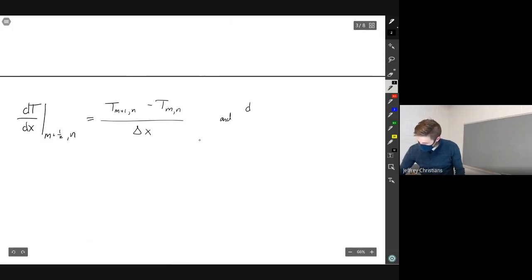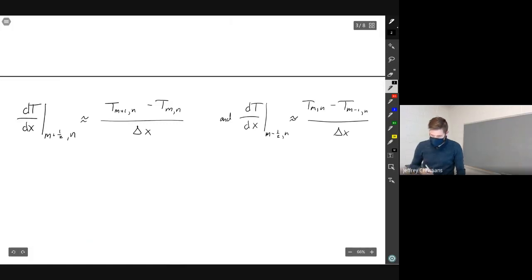And dT/dx at m minus 1/2, n is about equal to, I shouldn't have equal signs, I should have about equal signs, T(m, n) minus T(m-1, n) all over delta x. Okay, so d squared T dx squared is about equal to this stuff together.